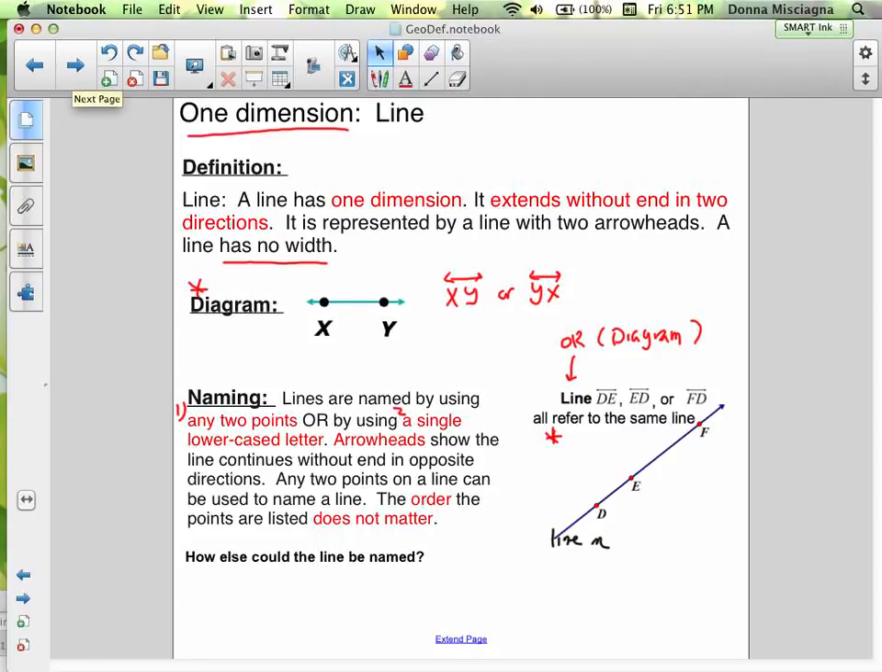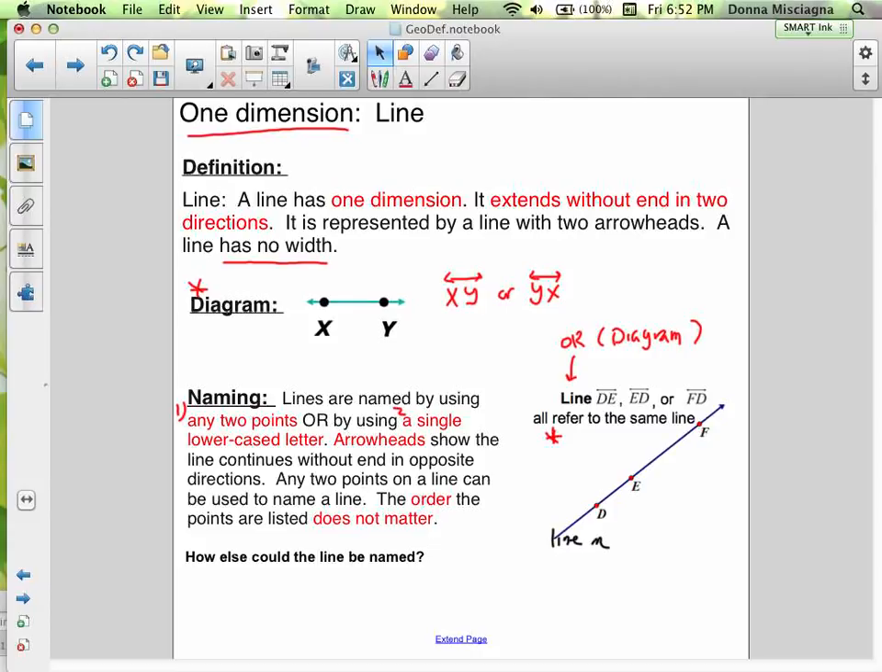For the representation, we have that by naming, so you don't have to write that down. Diagram. All right, so I have 2 diagrams here for you. You can either write the line here with X, Y, and you can label that as line XY or YX. That order doesn't matter. You'll use a line with 2 arrowheads. Or if you like the other diagram there, we have line DE, ED, or FD. All refer to that line there. So either one of those 2 you can use for your diagram.